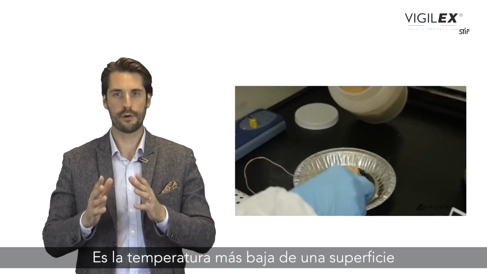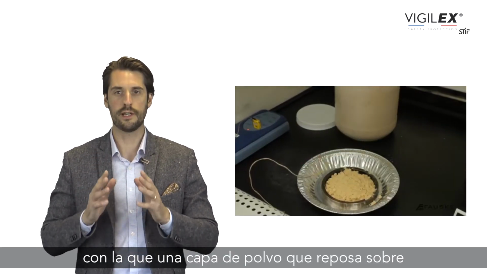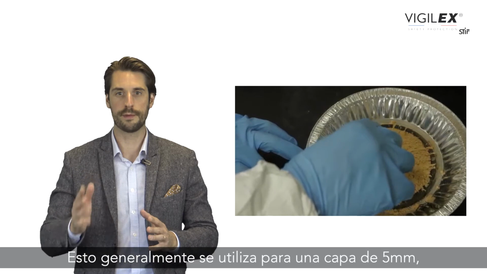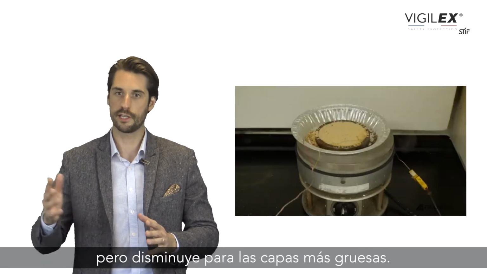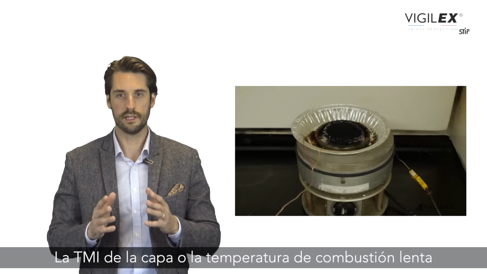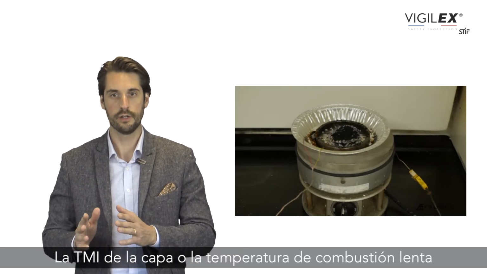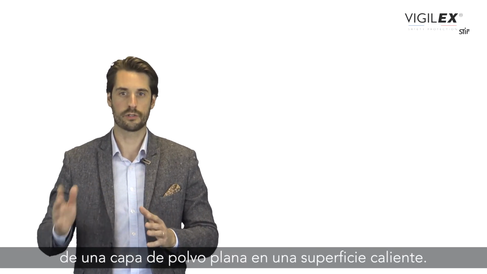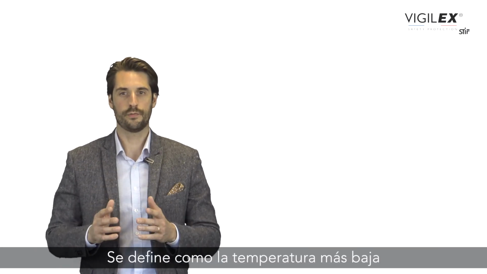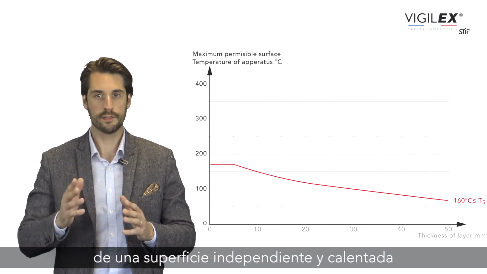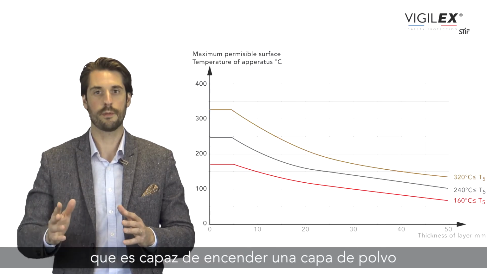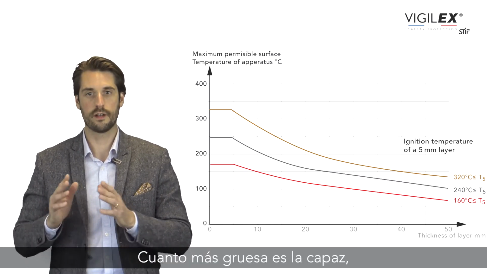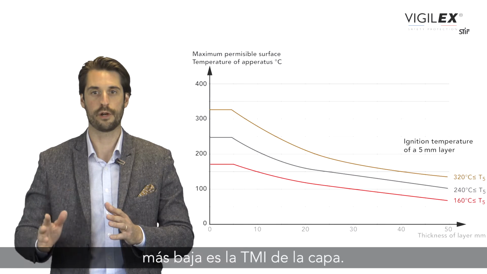It is the lowest temperature of a surface at which a dust layer resting on the surface can self-ignite. This is usually given for a 5 mm layer, but it will decrease for thicker layers. The MIT layer, or the smolder temperature, describes the flammability behavior of a flat dust layer on a hot surface. It is defined as the lowest temperature of a heated freestanding surface which is capable of igniting a 5 mm thick dust layer. The thicker the layer, the lower the smoldering temperature.